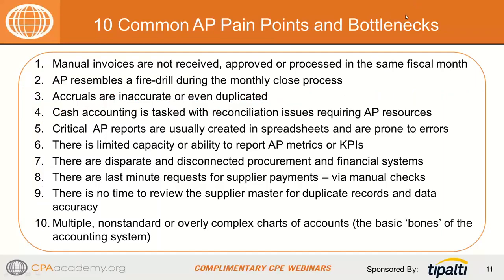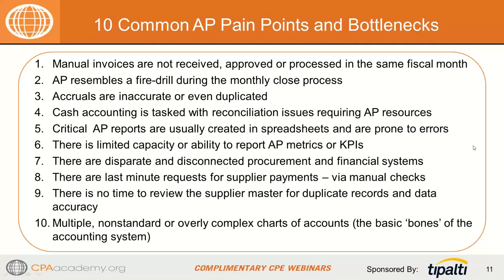All right, we'll get into the pain points and bottlenecks within the AP process. And I have 10 common ones, and there are usually quite a bit more, but just to focus on the 10 top ones. And the first one is manual invoices are not received, approved, or processed in the same fiscal month. AP resembles a fire drill during the monthly close process, which means that accruals are inaccurate or even duplicated. Cash accounting is tasked with reconciliation issues requiring AP resources.